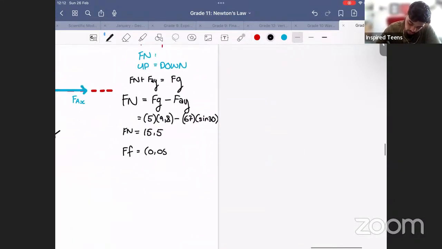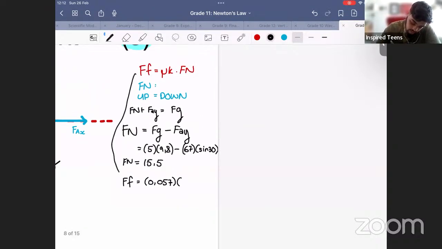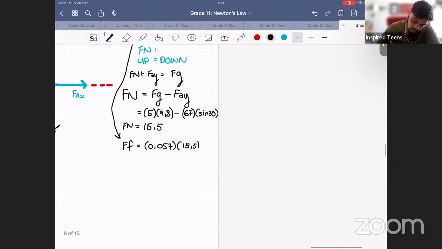So 0,057 times Fn, 15,5. We get our frictional force: 0,057 times 15,5. Our friction is 0,88 newtons. So very little friction now.